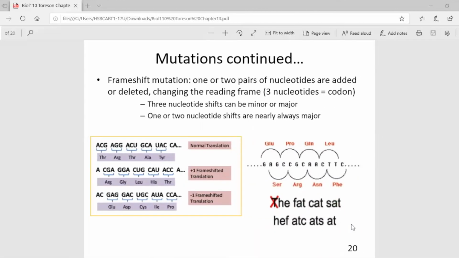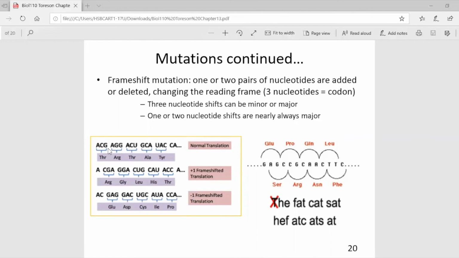Here on slide 20, we are looking at another possible mutation that could occur, which is called a frameshift mutation. In frameshift mutations, 1 or 2 pairs of nucleotides are either added or deleted, and this results in a change in the reading frame. And by reading frame, I mean the sequence of 3 nucleotides, or the sequence of nucleotides that indicate a particular codon. This is represented on the figure on the left.